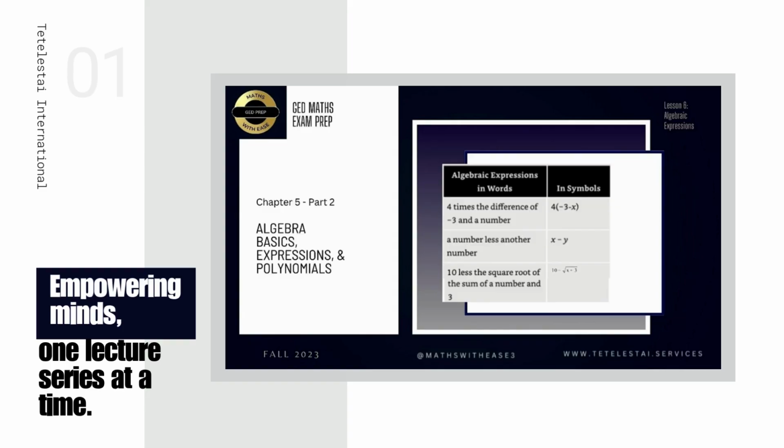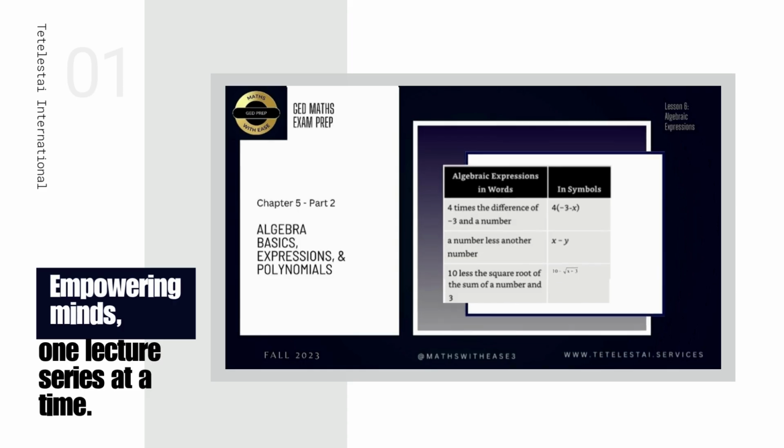A number less another number. So here we're dealing with two unknowns being subtracted from each other. We can represent the first unknown as x and let the second unknown be y. And so this algebraically can be rewritten as x minus y.